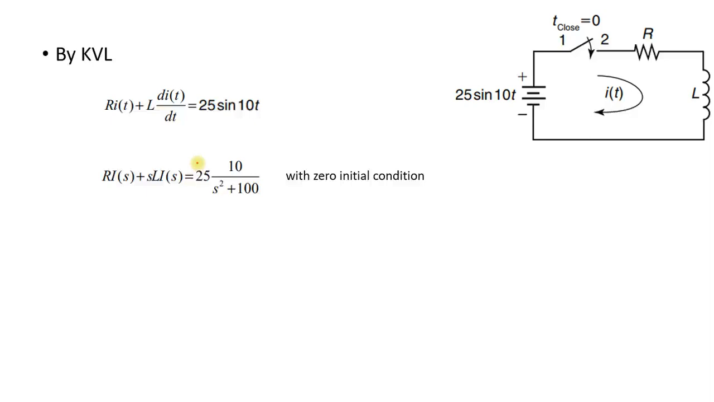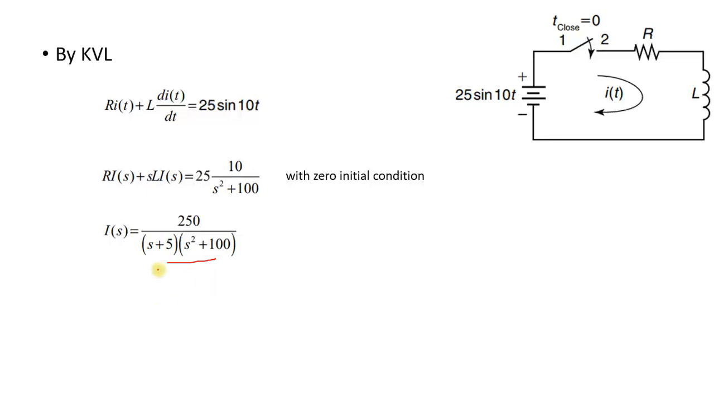Now substitute the R and L values and rearrange this equation. It should be 250 divided by (s plus 5) into (s square plus 100). In order to take the inverse Laplace transform, first do the partial fraction for this expression. There are three roots present.